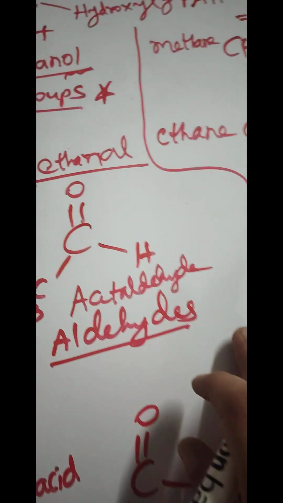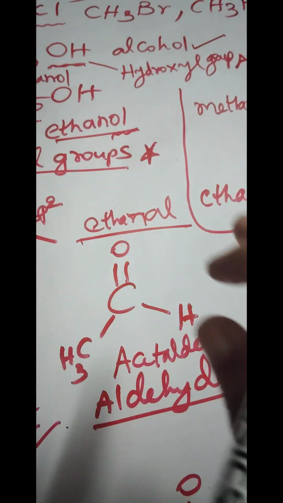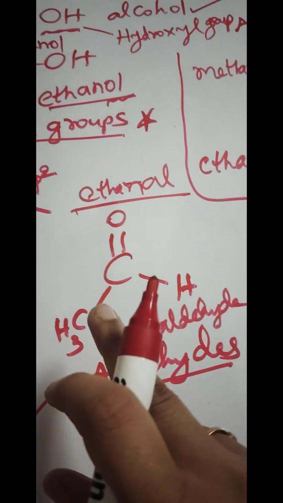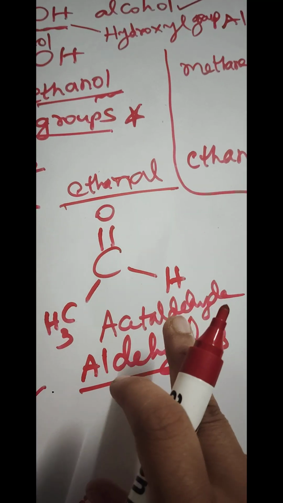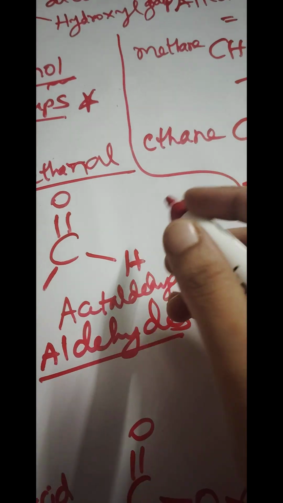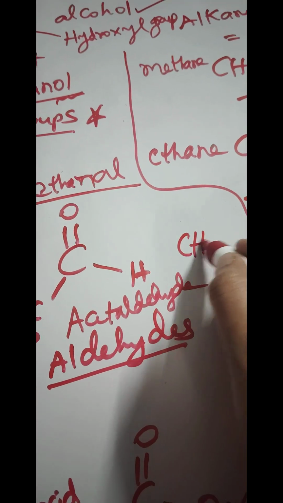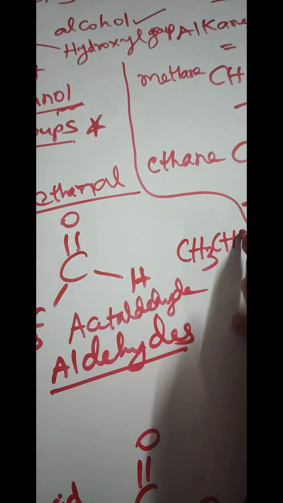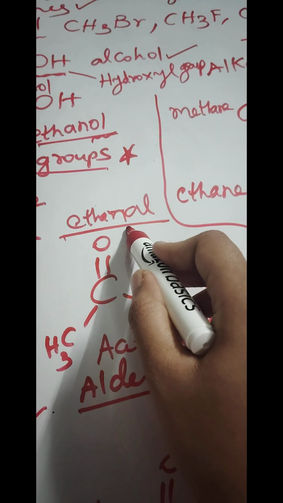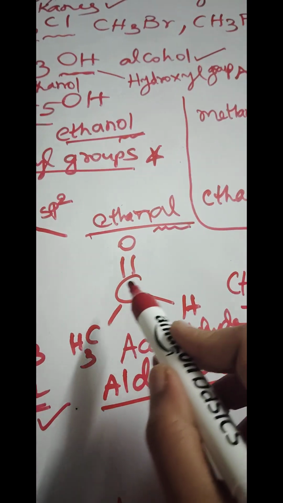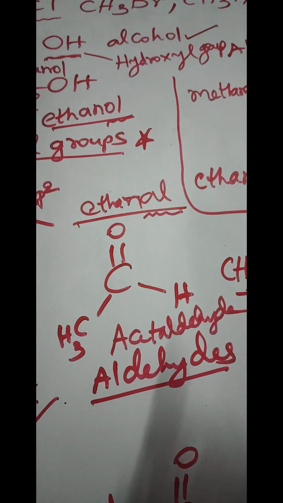Okay. Next, if the carbonyl group is attached directly to hydrogen on one side and an alkyl group on the other side, they are called aldehydes. The common name of this molecule is acetaldehyde, that is CH3CHO, as we generally write it. And the IUPAC name of this molecule is definitely ethanal, because aldehydes end with the sound al, and there are two carbons, so ethanal. Okay.